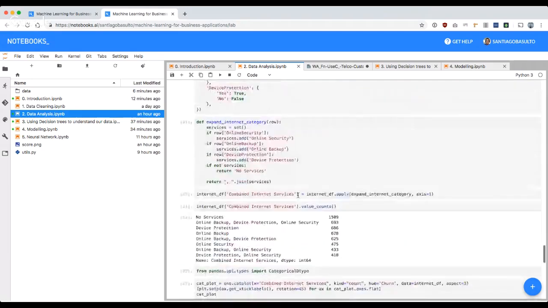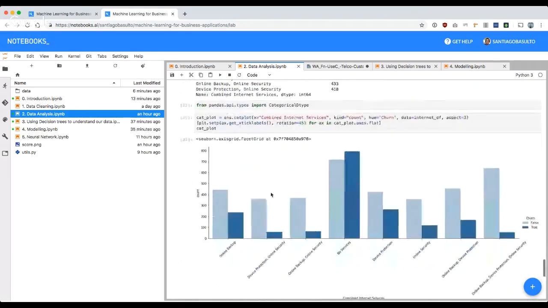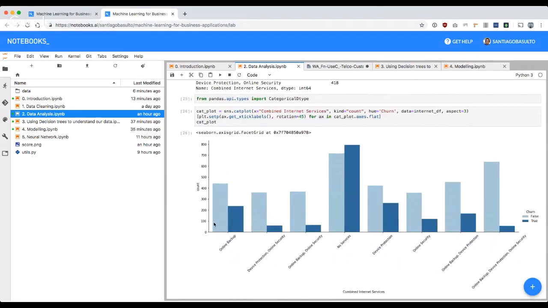And then from people that are leaving and staying, we have separated them into different categories. So for example, people with only online backup, or only online security, or only, where is it, device protection, right here. And we see that everything is pretty stable, unless two important things. People that have no services will tend to drop more. Remember that by itself, this is a highly unbalanced data set.